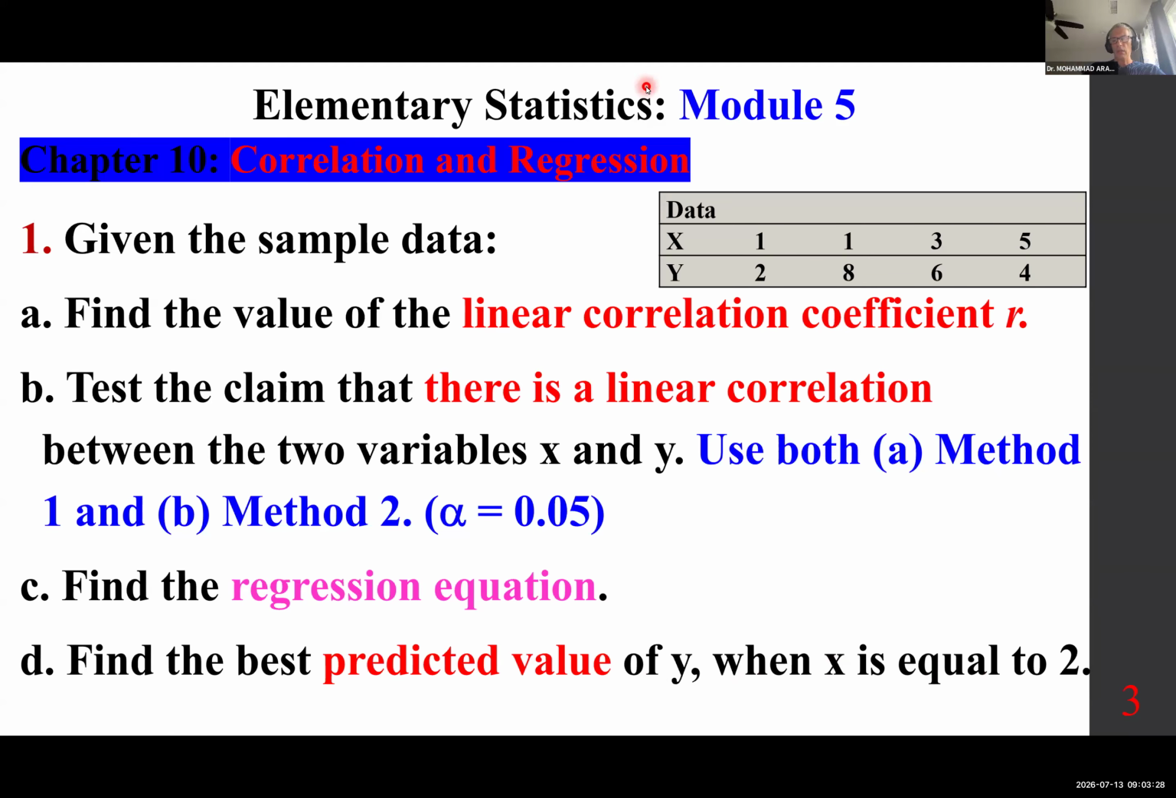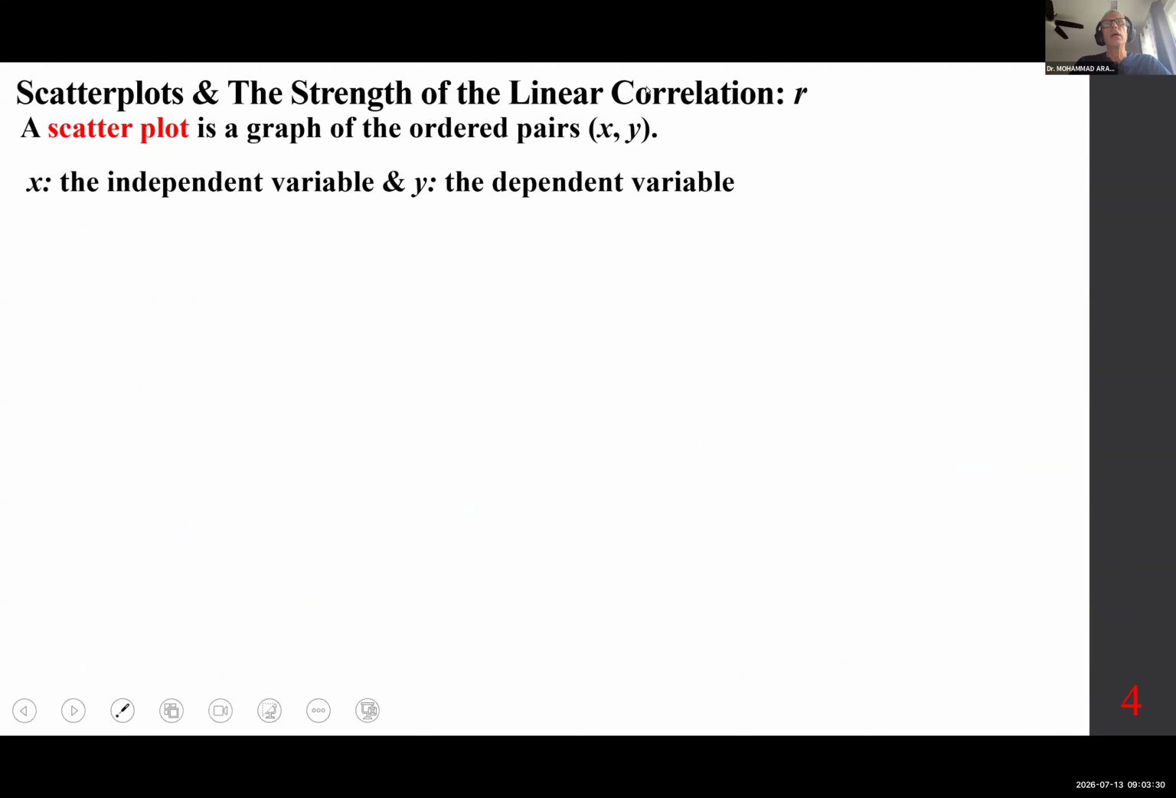So, first and foremost, what is a scatter plot? What is the linear correlation, and so forth? A scatter plot is a graph of the ordered pairs x and y. X, as usual, is the independent variable, and y, the dependent variable.